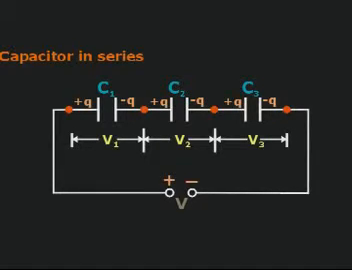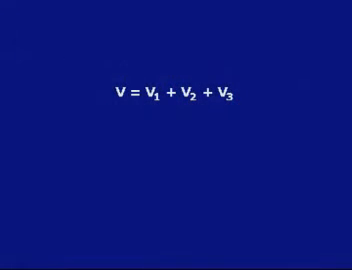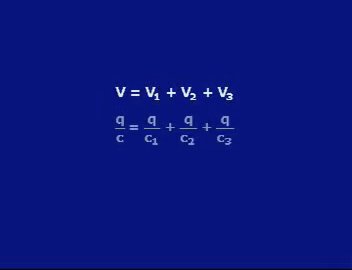We know that V is equal to Q by C. Now, the capacitances are different. Although the charge is same, we can now expect that the voltages will be different. Let these voltages across the capacitors be V1, V2 and V3. Now, if we add all the three voltages, we will get the applied voltage. Therefore, V is equal to V1 plus V2 plus V3.